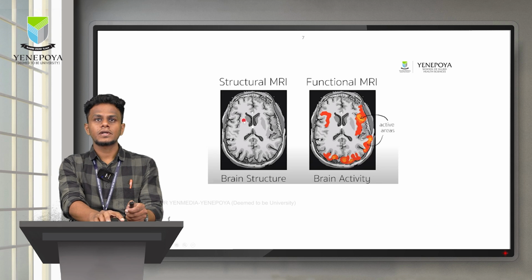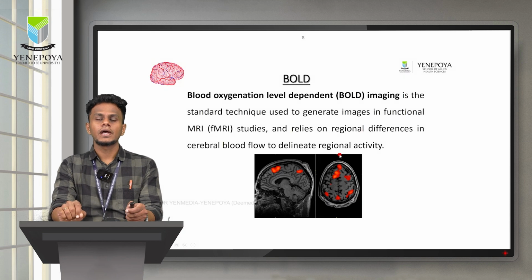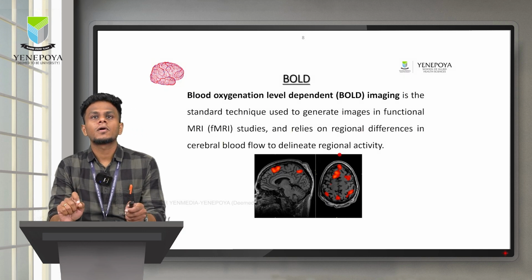This is your structural MRI, where in your normal MRI brain you are going to see an image like this, and in functional MRI you are going to see an activity. That is, which area of the brain is getting active when that particular task is given. That can be seen in the functional MRI. We are going to use a technique called BOLD, that is blood oxygen level dependent technique. This is a standard technique which is used to generate these fMRI images.